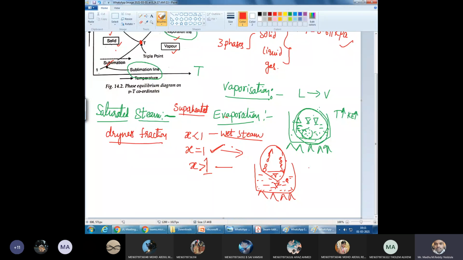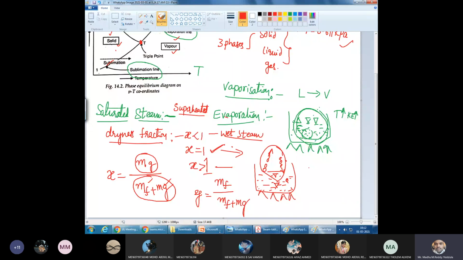Usually, as I told, it is denoted with the dryness fraction, symbol x. We can define the dryness fraction as mg by the mixture: the ratio of the mass of dry saturated vapor to the mass of the mixture. Mixture means vapor plus fluid. And the complement of this dryness fraction is called the wetness fraction, denoted by y, which is 1 minus x. y is equal to the mass of the fluid by the mass of the mixture.